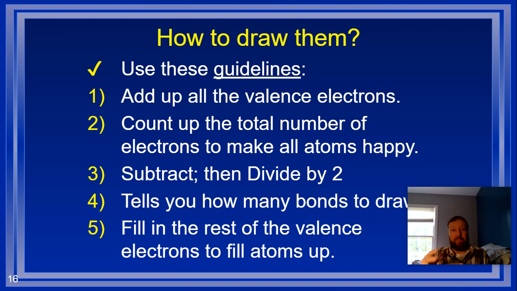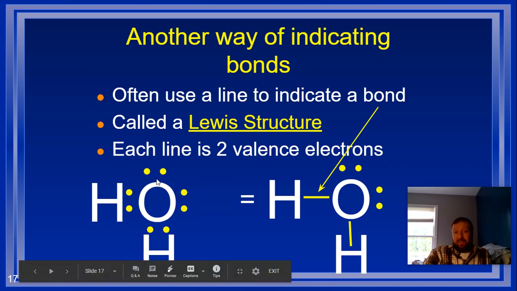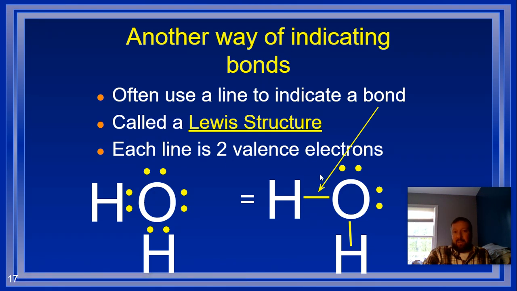After that, you fill up the rest of the valence electrons till the atom is happy. 8 around everything except for hydrogen. Once it makes a bond, hydrogen is done. So here are the two. This is the dot structure we just showed. Most of what you're going to see in your literature that I have given you is going to be called a Lewis structure. The only difference is you put a line to represent the shared pair of electrons. So each line represents 2 valence electrons.